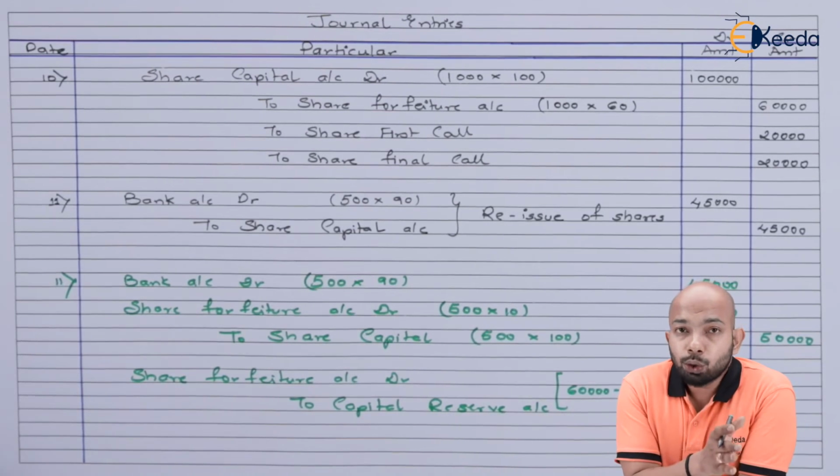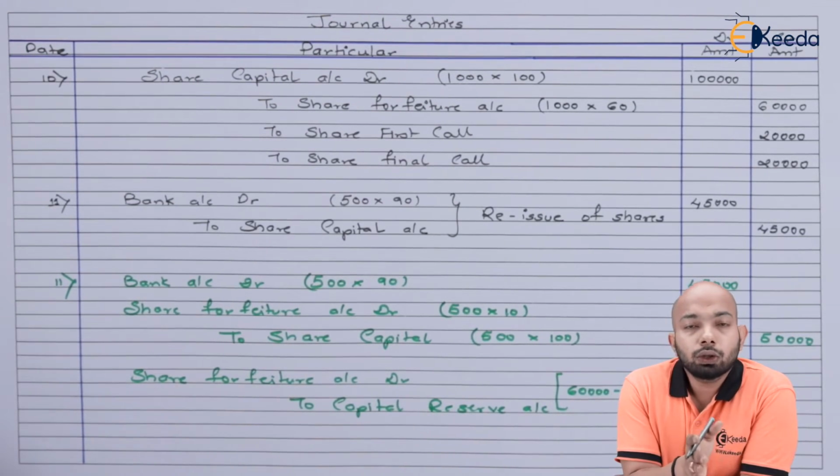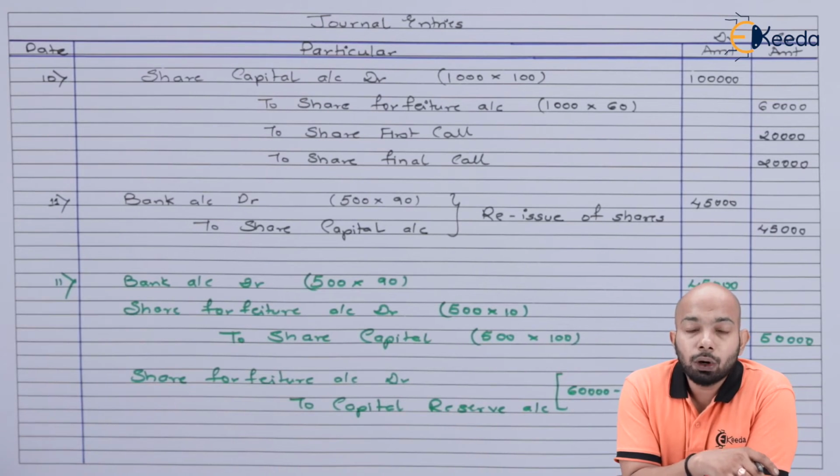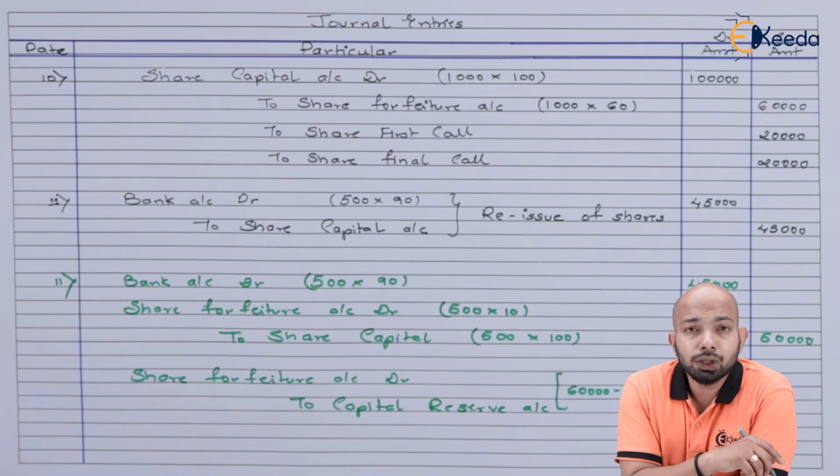So 60,000 was the opening balance of share forfeiture account, out of which 5,000 has been utilized. So we have to move the balance amount of 55,000 to capital reserve. That will be shown on the liability side of the balance sheet.